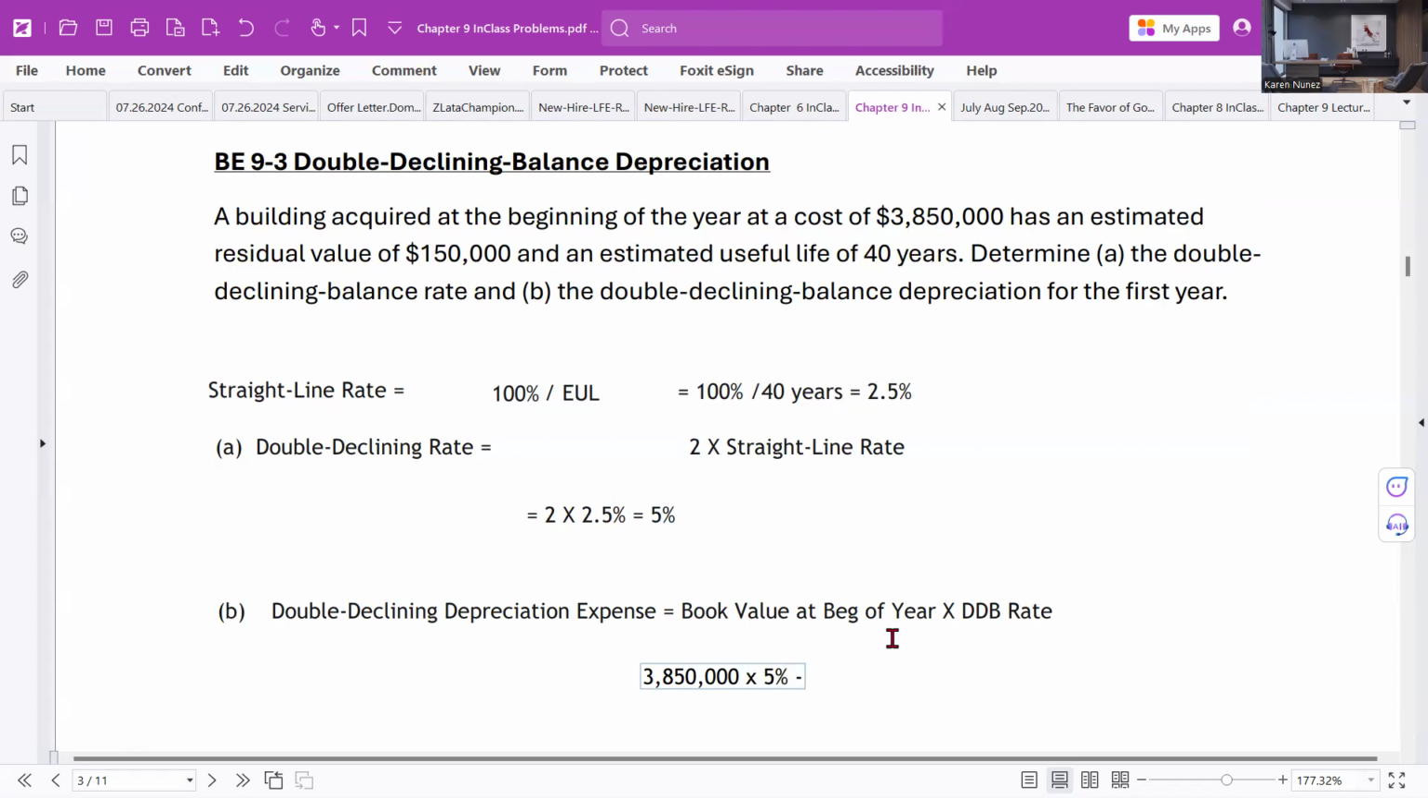So the DDB depreciation in this case is 192,500. That is our double declining balance depreciation expense for the first year, 192,500.